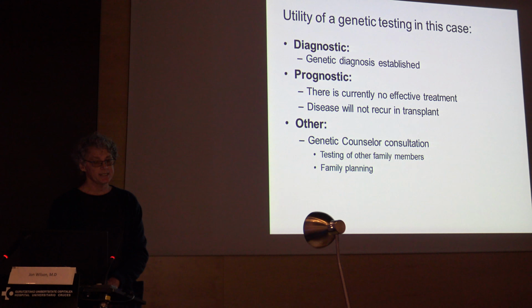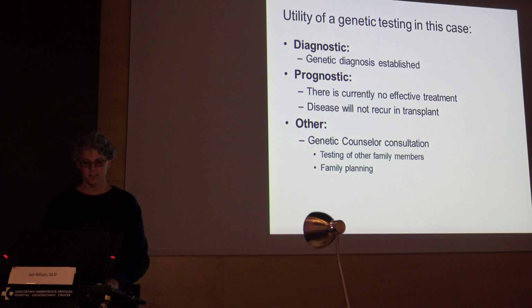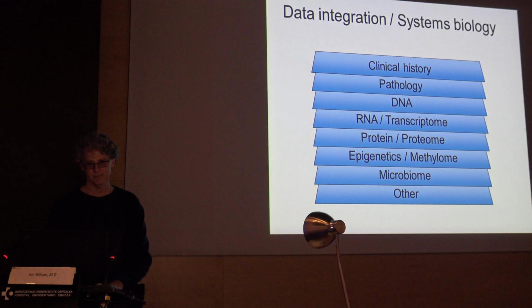So, utility of genetic testing in this case: genetic diagnosis, currently no effective treatment, the disease will not recur, genetic counselor consultation, testing with other families, and family planning. We actually did test this patient's mother, and she had COL4A5 heterozygous, and she had COL4A4 heterozygous. And so he's got a double whammy potentially. And so she didn't have disease, but it gets to be kind of interesting.